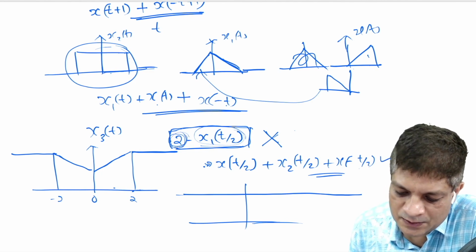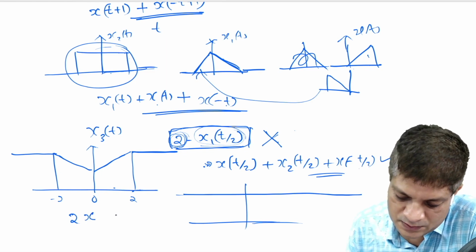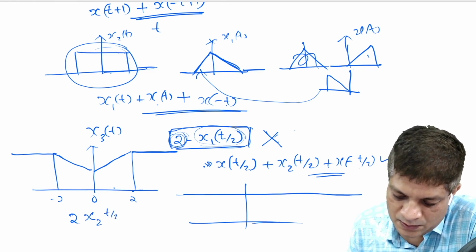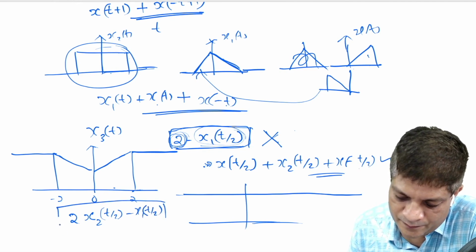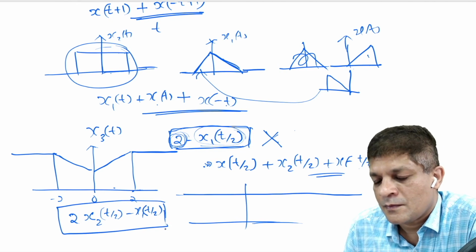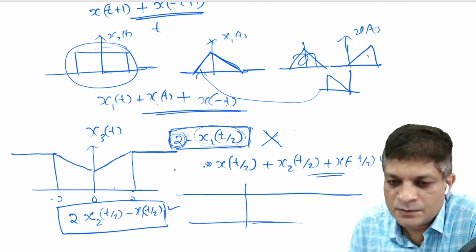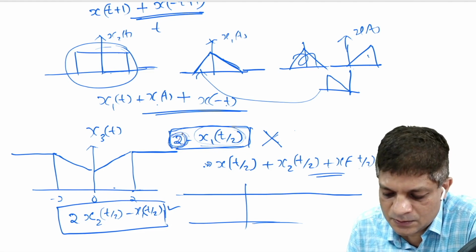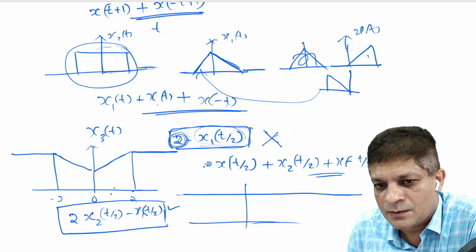So instead of writing 2, can you write 2x2(t/2) minus x1(t/2)? Is this correct? Yes, sir. This is correct. Okay, so you have to be very careful while using this constant term. Constant means its value is constant for all the values of t.